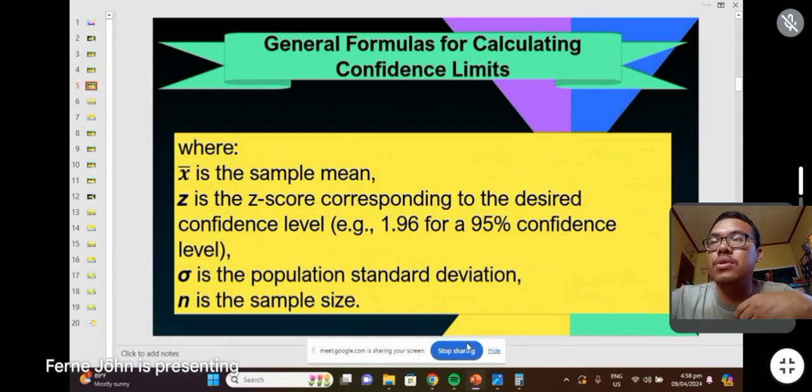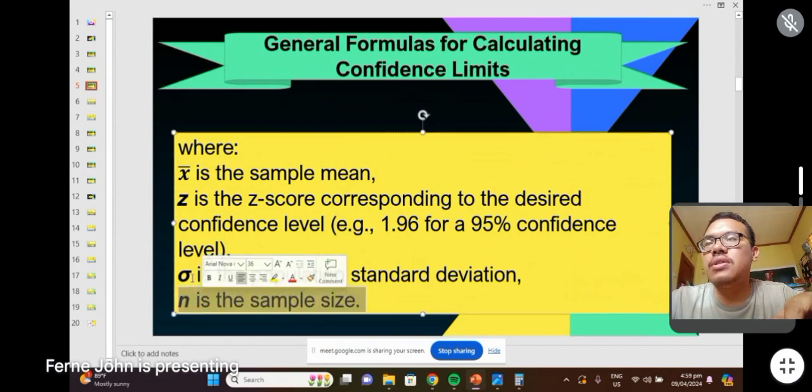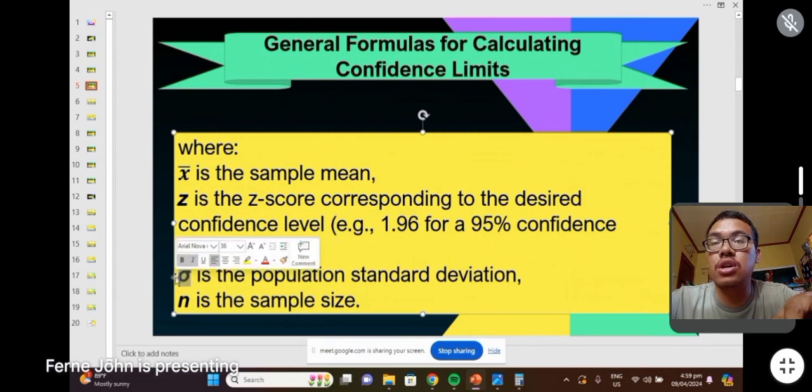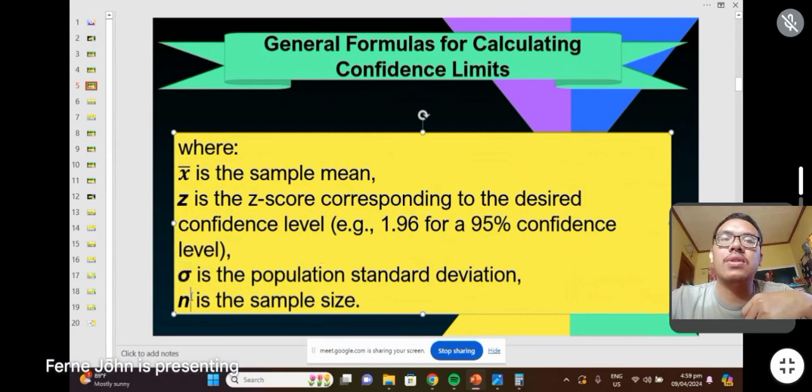bar x is the sample mean, and z is the z-score corresponding to the desired confidence level. For example, the z-score of the 95% confidence level is 1.96, and this symbol is the population standard deviation, and n stands for sample size. Okay, so let's have an example for the first general formula.